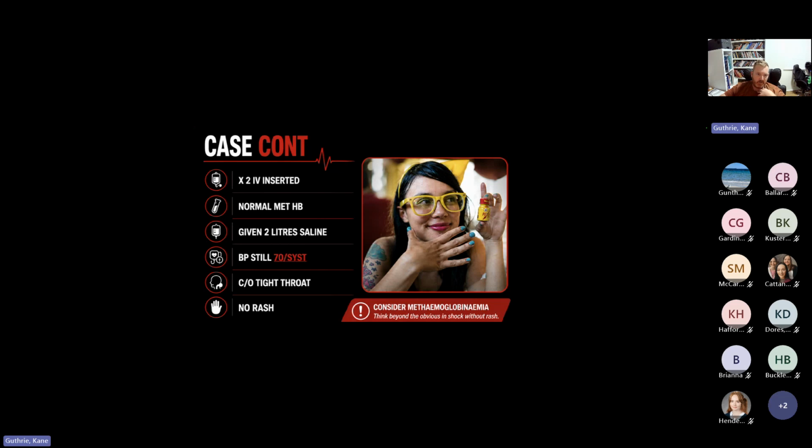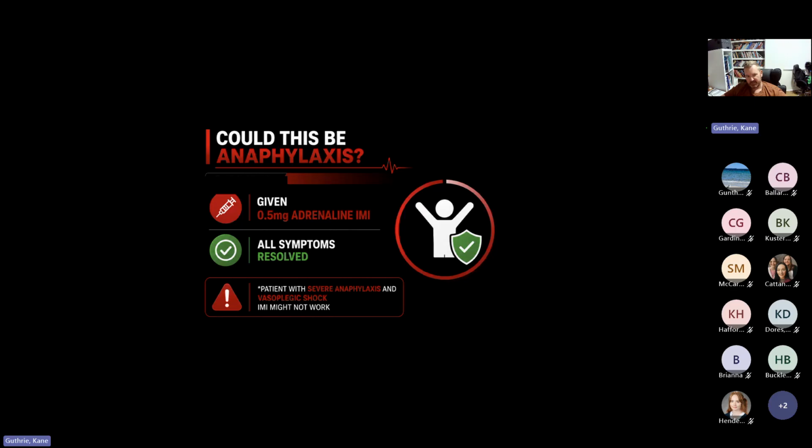So we inserted 2 IVs. We did the quick gas, and it came back as a normal methemoglobin level, so that ruled out methemoglobinemia. We gave him 2 litres of saline very quickly over about 5 minutes, and his blood pressure was still 70 systolic. He was complaining of this tightness in his throat, but he had no rash. Okay, so we thought, could this be anaphylaxis?